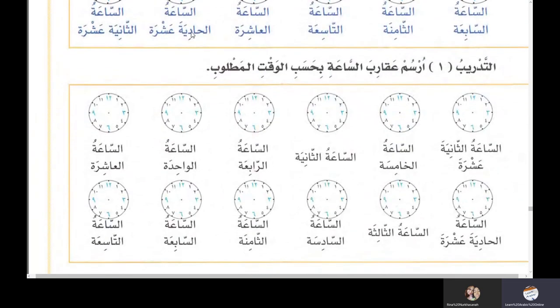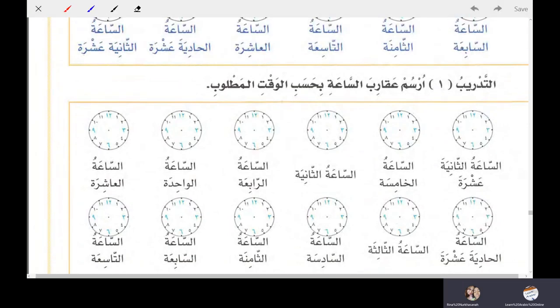Now, at-tadrib al-awwal, first exercise. Ursum aqaribas-sa'ati. Ursum means draw. Draw the needles of the clock according to the time required. So here, as-sa'atu ath-thaniyata 'ashrata, you will draw 12 o'clock here. Okay, here you will draw 5 o'clock like this: a small needle like this and a big needle like this. So this question is your homework.